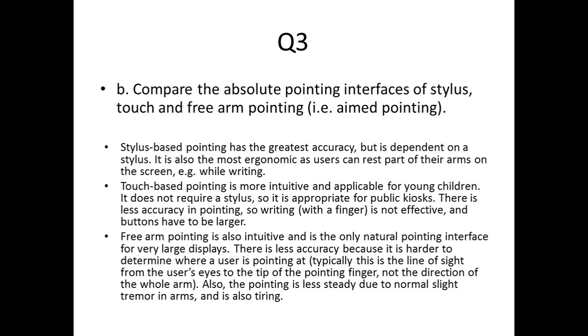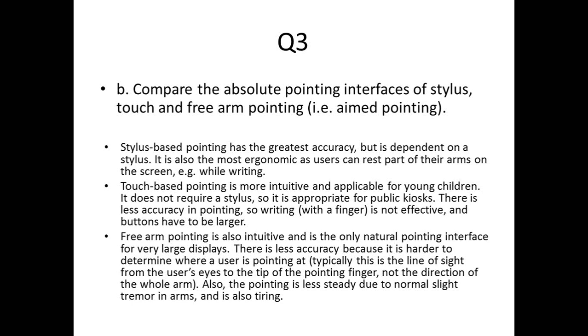Touch-based pointing is more intuitive and applicable for young children. It does not require a stylus, so it's appropriate for public kiosks. There is less accuracy in pointing, so writing is not effective and the buttons have to be larger.